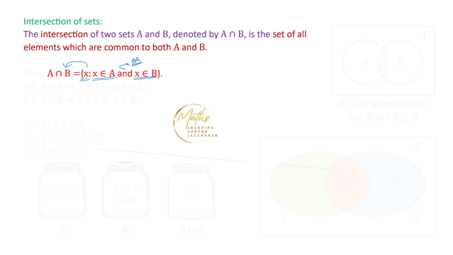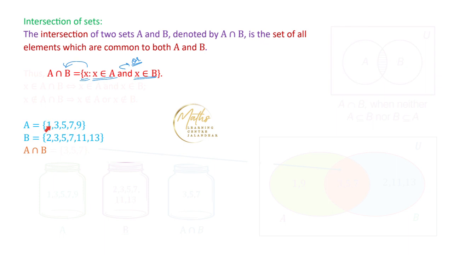So we look at an example over here. Suppose we have the set A, it has elements 1, 3, 5, 7, 9. We have another set B, it has the elements 2, 3, 5, 7, 11, 13. So when we are talking about the intersection of these two sets, A intersection B, it has the elements that are common between these two sets.